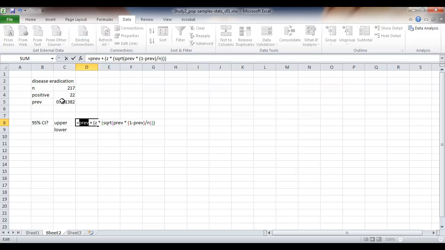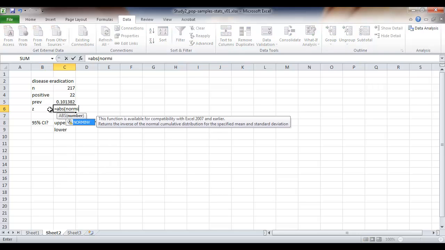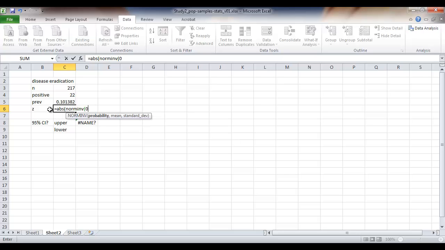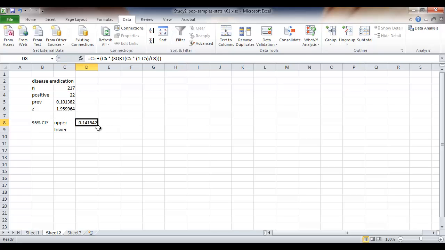The prevalence we have, that's here. So everywhere we need the prevalence, we can put that value. N we have, that's the number of herds that we tested. And now we just need a value for Z. Now Z is the appropriate value from the normal distribution, and we can calculate that. It's the absolute value of the inverse normal cumulative distribution, where the probability is 0.025, the mean being 0 and the standard deviation being 1, and we know that 1.96 is about the right number. We can now put in that value and we return our upper confidence interval for the prevalence.